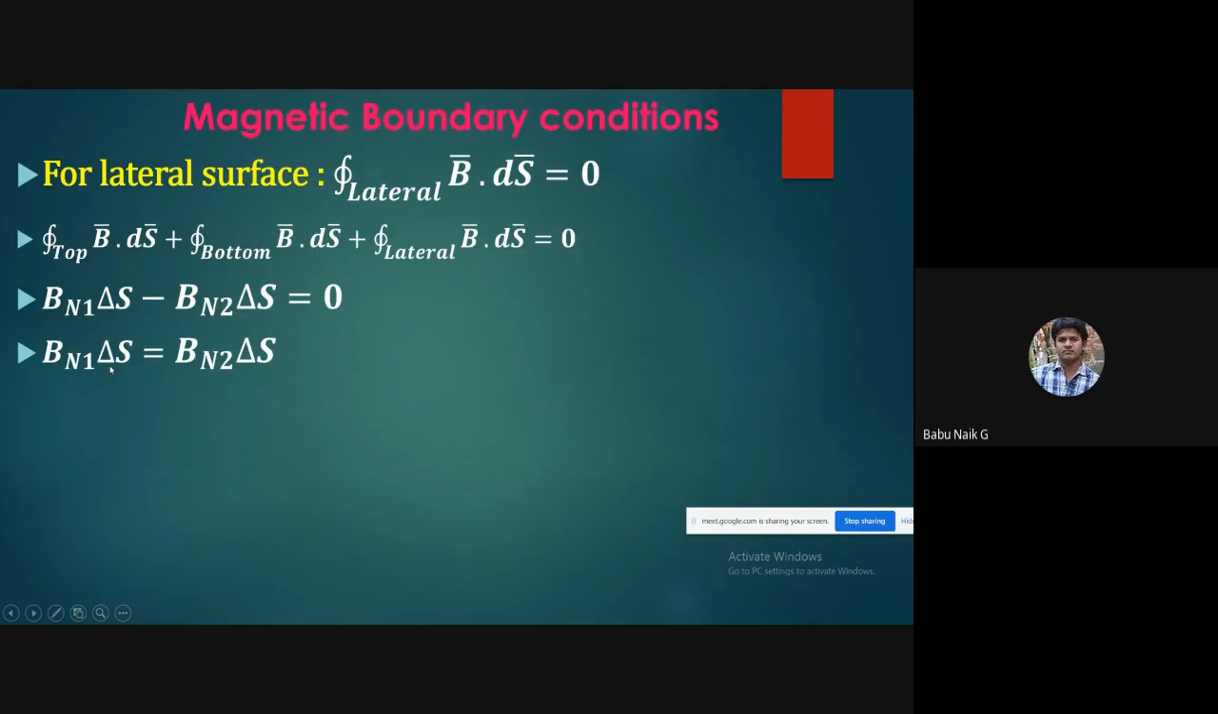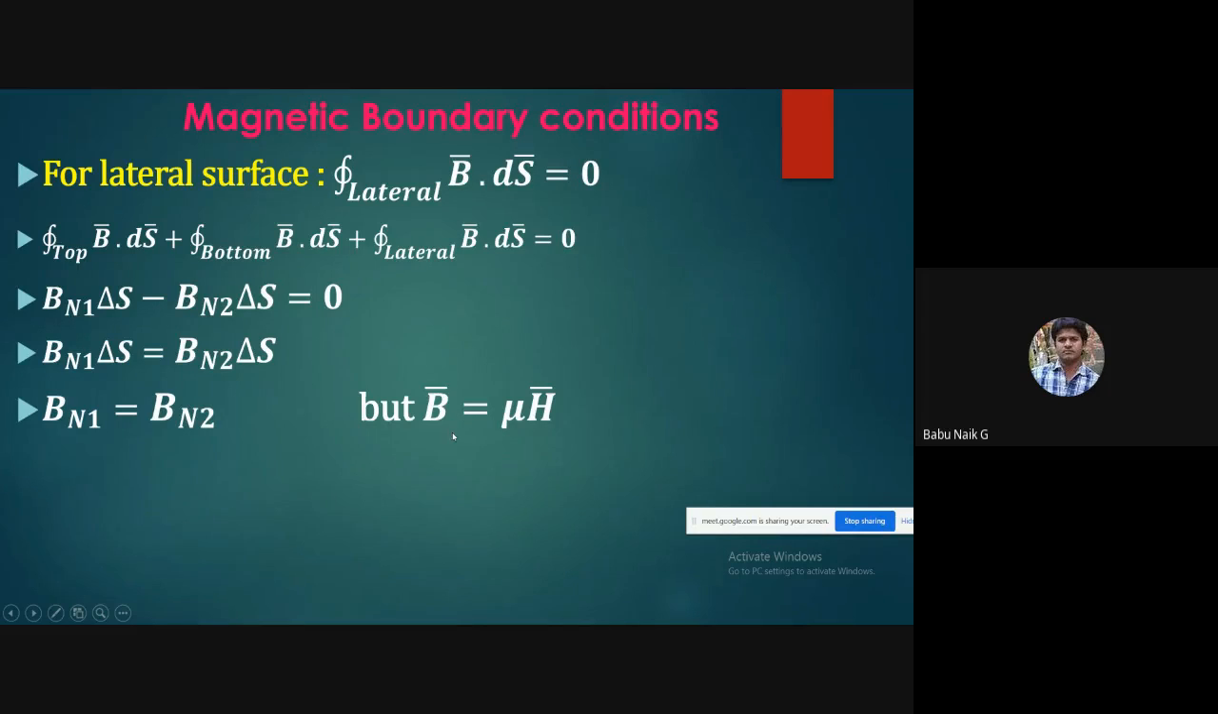Now you can take the right hand side and left hand side, where delta s, which we have considered for the cylindrical shape, is constant for both bottom and top. So you can cancel it out here completely. Now Bn1 is equal to Bn2. That means on the boundary condition line, this Bn1, the normal component of magnetic flux density, is also equal to the magnetic flux density in medium 2.